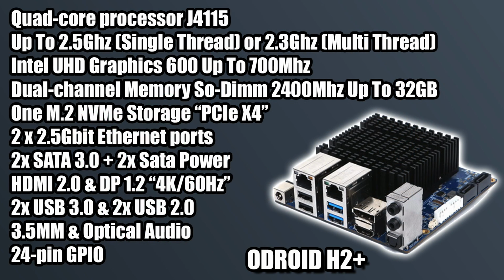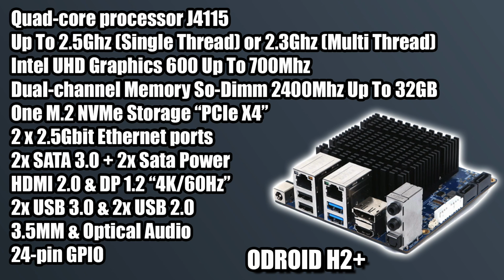We have a J4115 Intel CPU. This is a quad-core CPU. It has a single-threaded burst up to 2.5 GHz and a multi-threaded burst up to 2.3. Built-in Intel UHD 600 graphics up to 700 MHz. It supports dual-channel SODIMM memory up to 2400 MHz, and you could go to 32 GB if you really want to. One M.2 slot for NVMe storage, and this runs at PCIe x4 speeds.